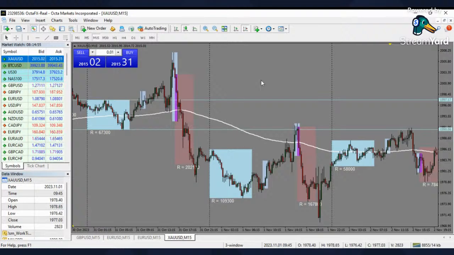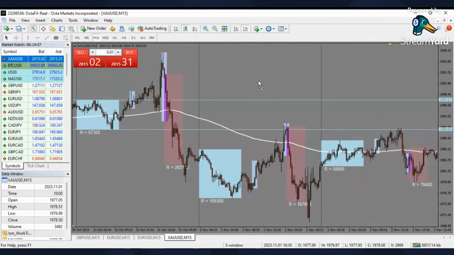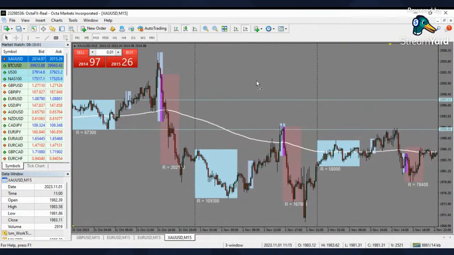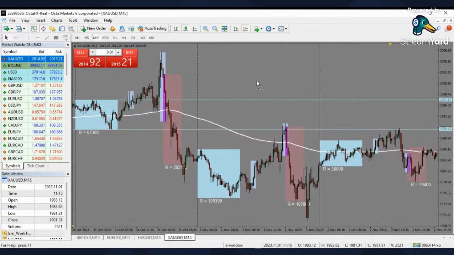Now, because the way the two lines work is that you don't use the Asian range of the present day. No, you're not considering the present day. You are drawing your Asian range from yesterday, from the previous day.